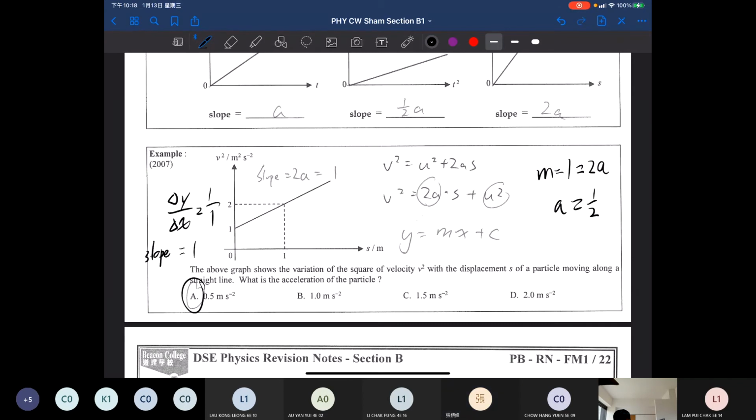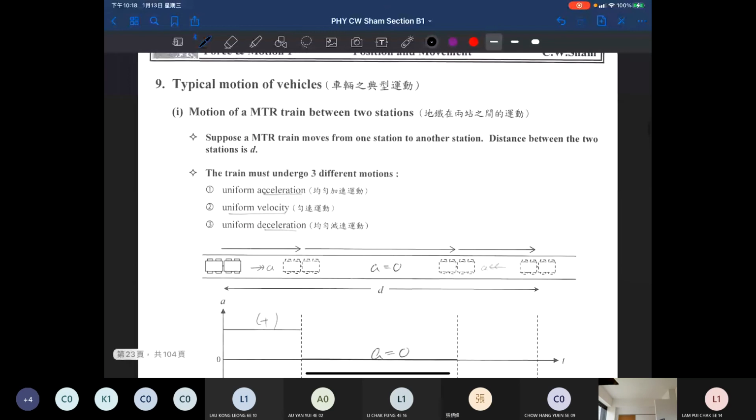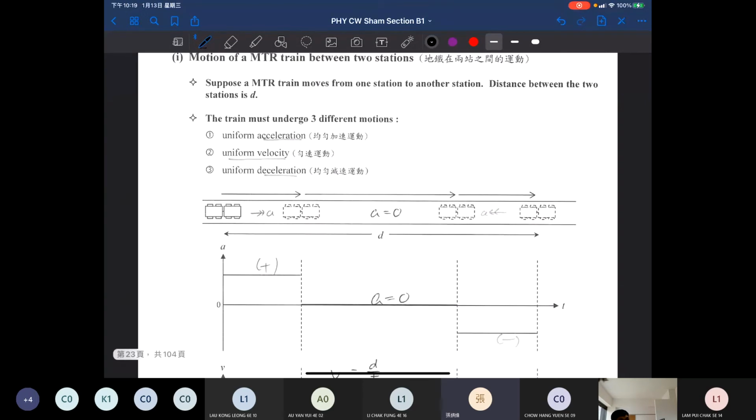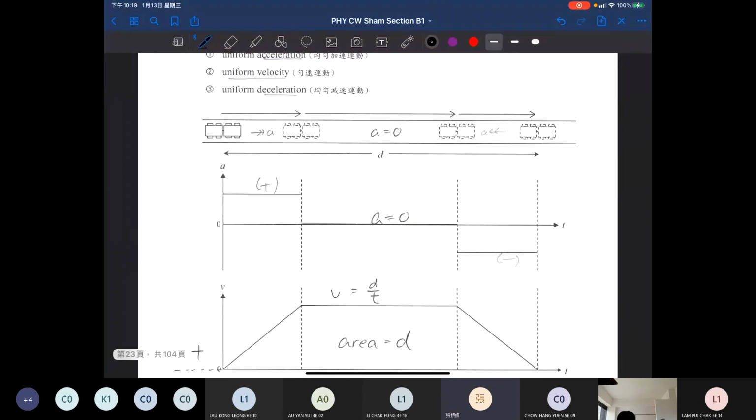Now, a typical vehicle. First, it has to accelerate. And then it would be moving with a constant velocity. And then before it stops, it has to decelerate first. It cannot stop suddenly. So you can see the motion graph would be like this.